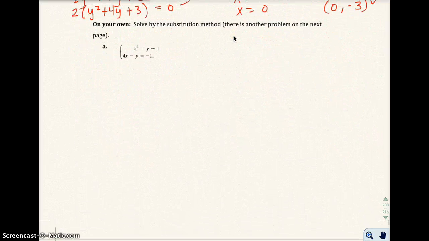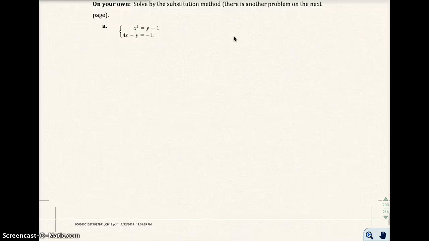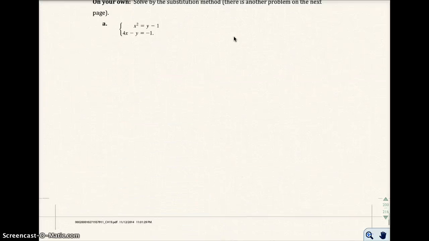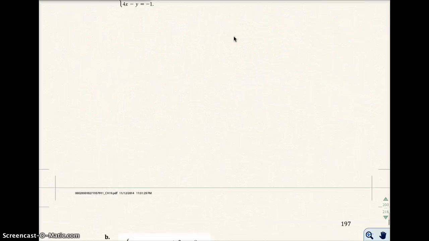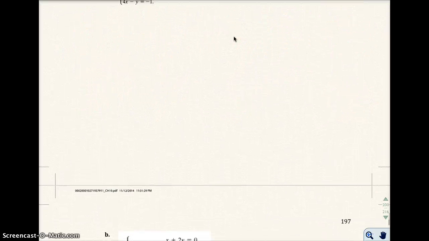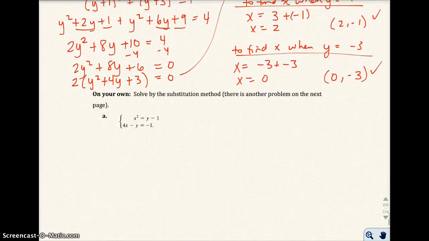On your own, go ahead and solve the following two problems by the substitution method. There's one on this page and the next page. And when you get done, check your answers with mine. Go ahead and pause the video and do the problem and then check your answers.